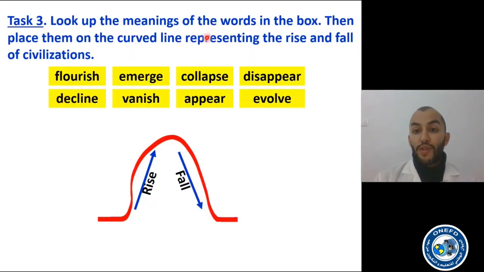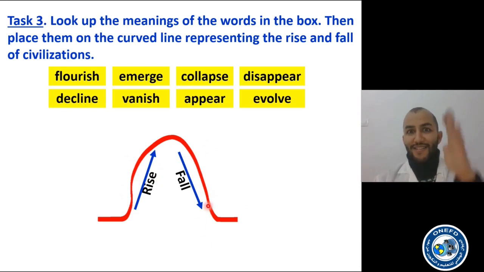Look up the meaning of the words in the box. Then place them on the curve. You know, this is the curve, yeah? So here you're going to place the words on the curved line representing the rise and fall, you know, the rise and then fall of civilizations.